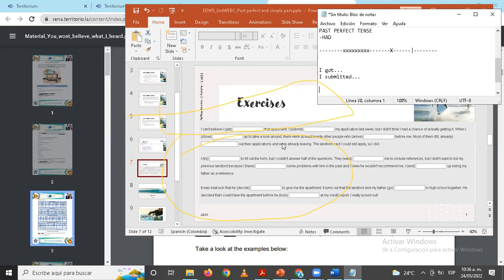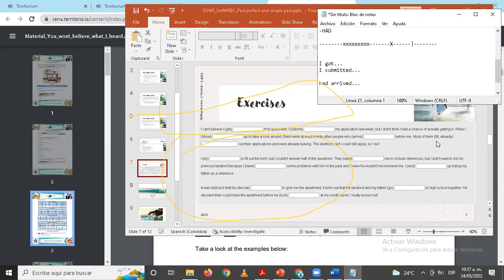Y cuando él llegó, resulta que habían muchas más personas que ya habían llegado. O sea que acá iría pasado perfecto. ¿Y cómo sería? When I showed up, pasado simple, other people who had arrived before me. Porque es pasado perfecto con had arrived y con el verbo en participio pasado, before me.